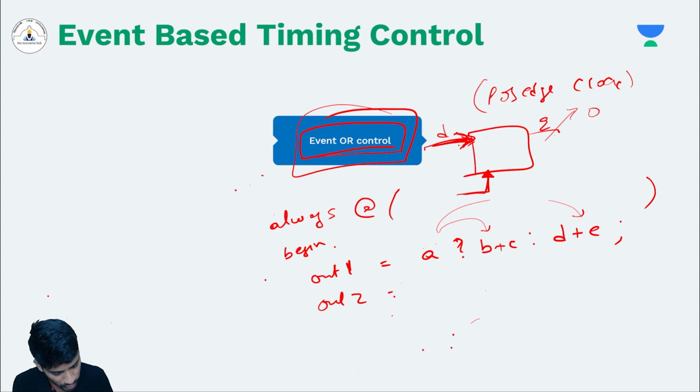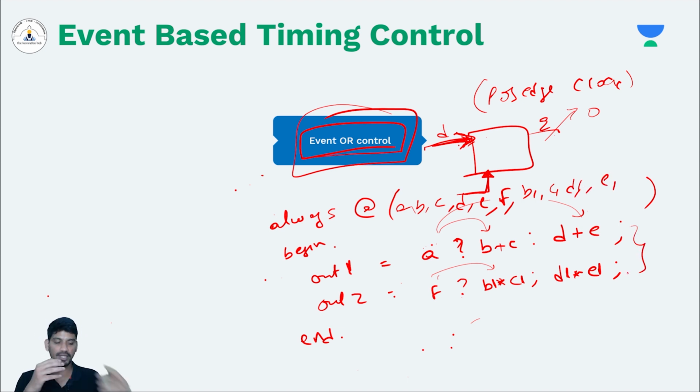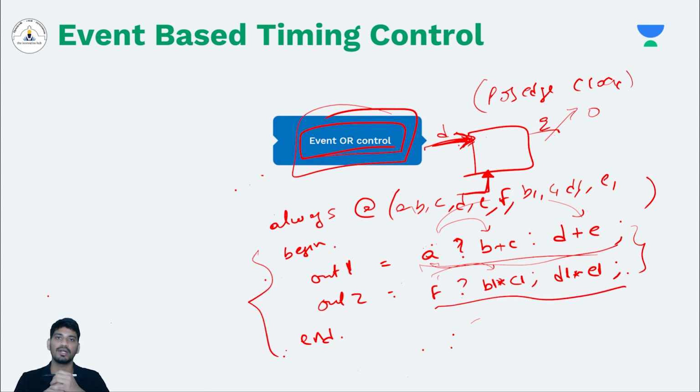Similarly, my output 2 is equal to a, b, c, d, e, f, b into c, d into c, c into e. So what does this do? It will check whether f is equal to 1 or not, then it will execute. Let's take different variables b1, c1, d1, e1. In this case, the sensitivity list should be all of these: A, B, C, D, E, F, B1, C1, D1, E1. Whenever there is a change in any one of these values, this block of code should execute, right?